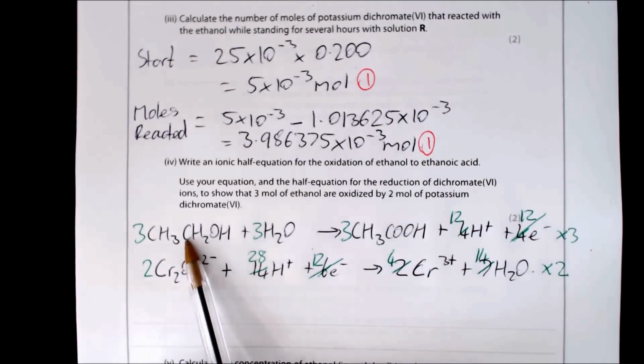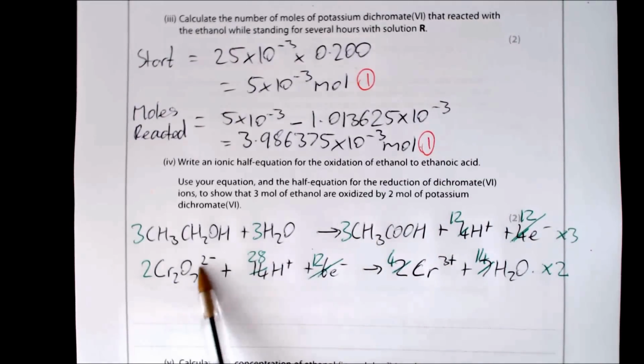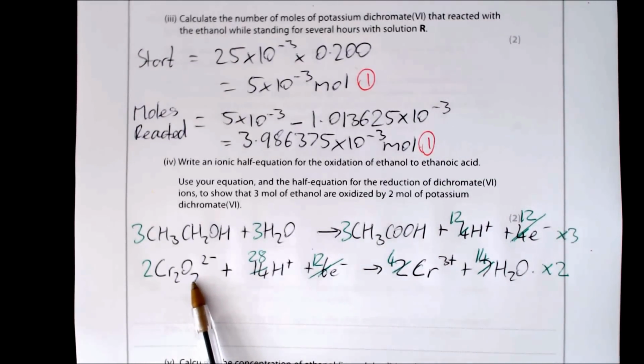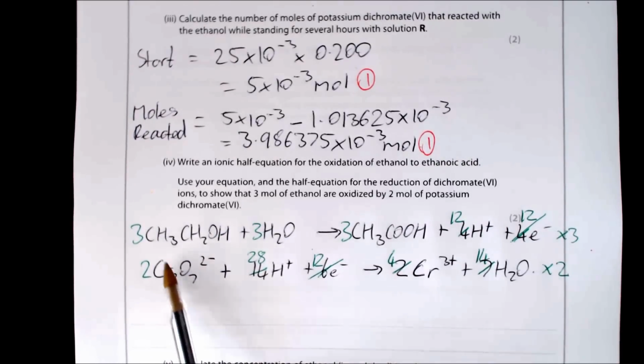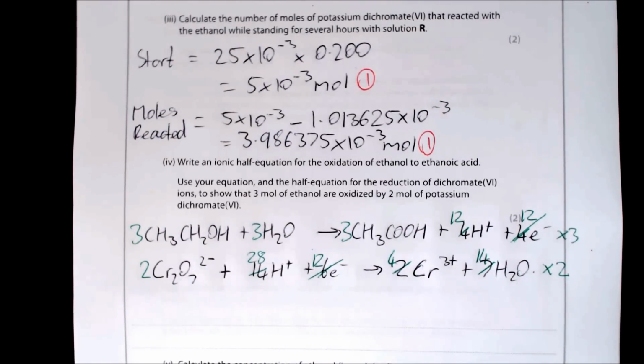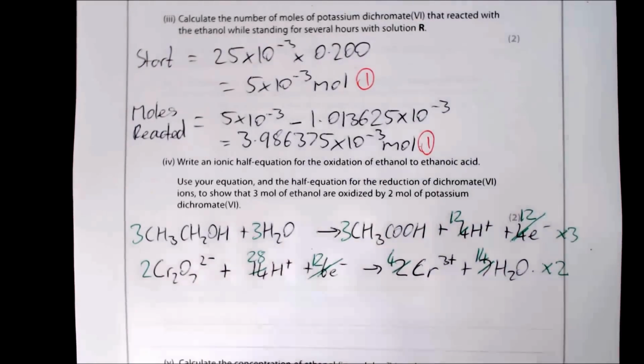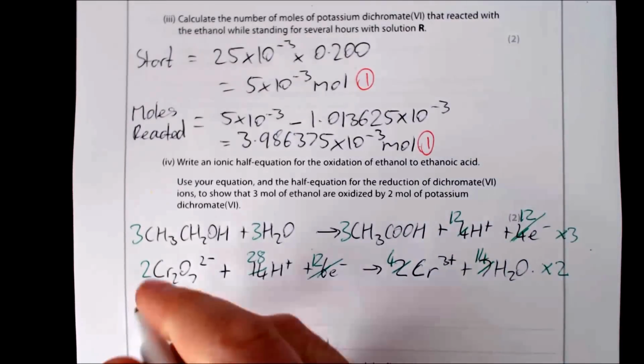But what you can see here now is effectively the 2 dichromate molecules will now react with 3 molecules of ethanol. You can see there's the ratio there. So effectively by doing that, we've demonstrated using the equation what's happened. So let's write this down in words though, because they love words.